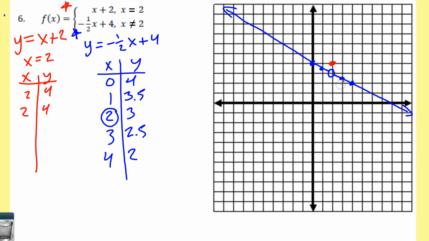So I've got enough points to see what's happening. So here I've got almost a continuous function until I get to x equals 2, and then I take like a little jump. I hop up here and then hop back down. Okay? All right, hopefully that makes sense. If not, I'm in my classroom.